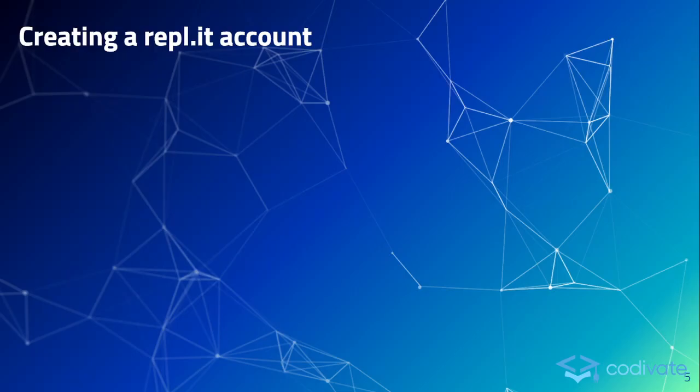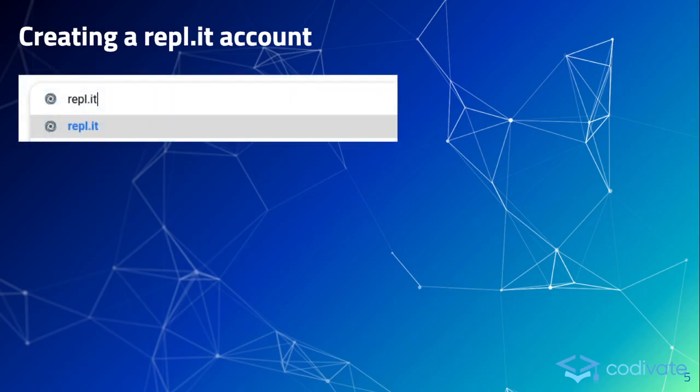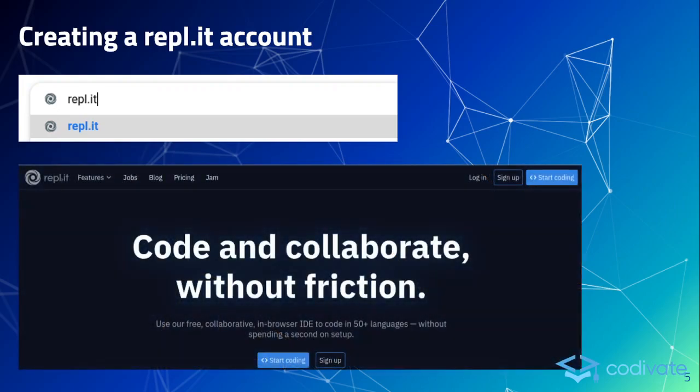Alright, so first we have to create a Replit account. In order to do that, we have to open up a web browser and type in Replit. Once you do that, you have to press enter, and after searching that up, unless you've already had experience with Replit before, your page should look something like this.